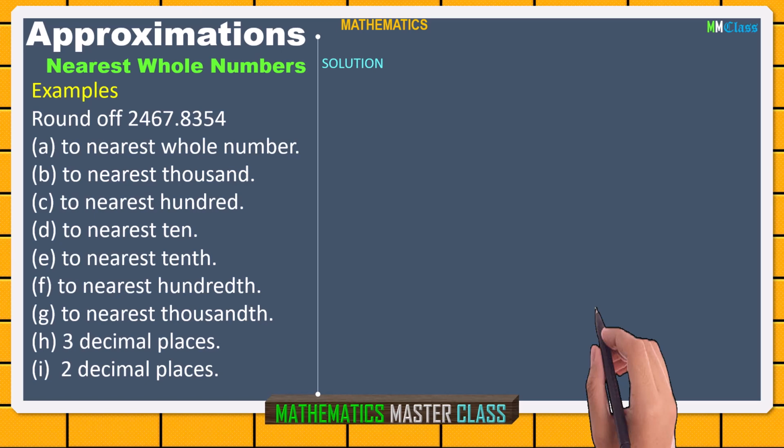Today in Mathematics Masterclass, we'll be treating nearest whole numbers under approximations. Relax yourself and enjoy the tutorial.